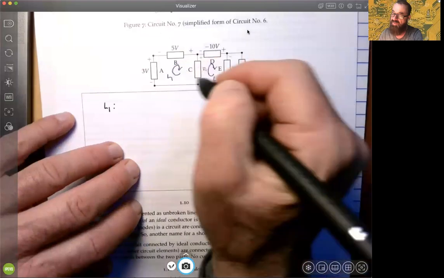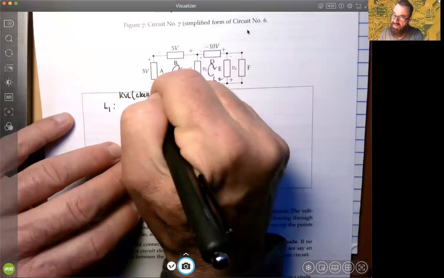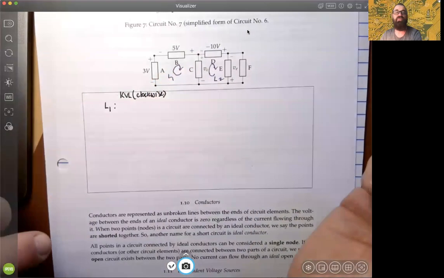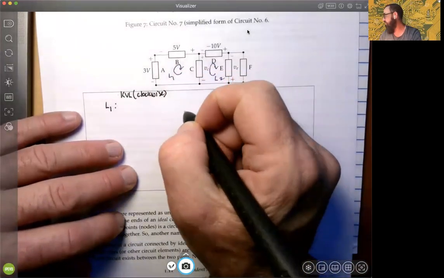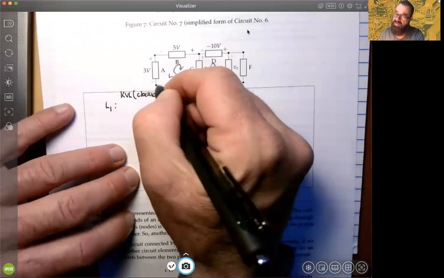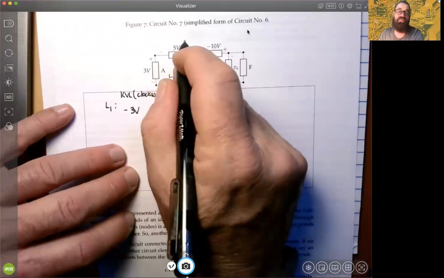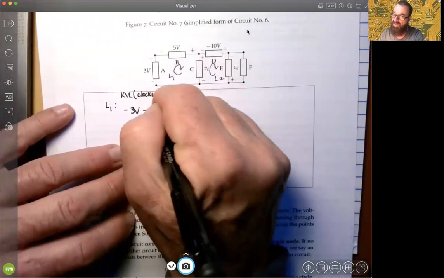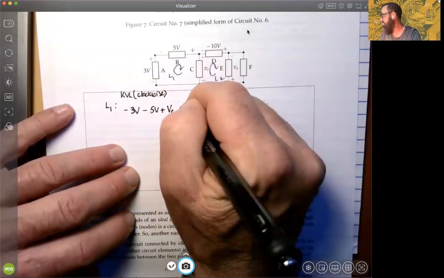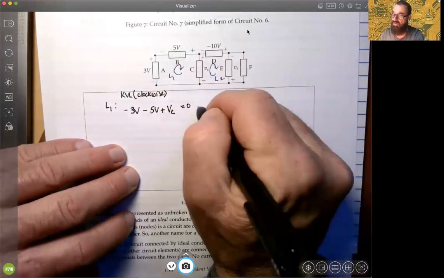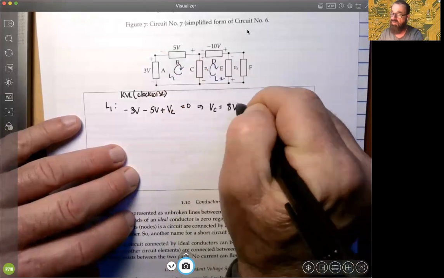And again, we're doing KVL, we're doing it clockwise. In both cases, we are doing it clockwise, and it's good to indicate the direction in case we need to debug something or look at someone's work and figure out their analysis. So the voltages as we go clockwise: negative terminal there, so -3 volts coming into the negative polarity, -5 volts coming into the positive pole here, plus VC must be equal to 0, okay? So clearly that says VC must be positive 8 volts, right?